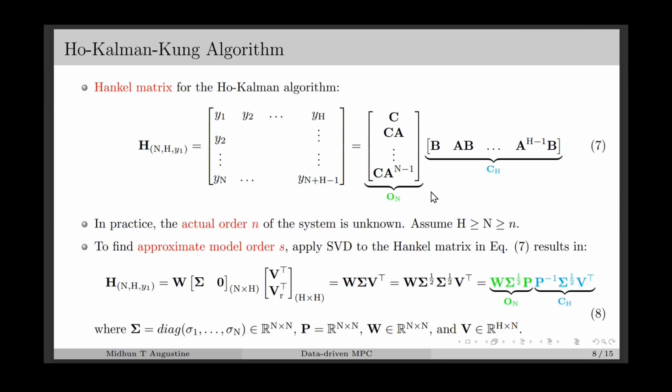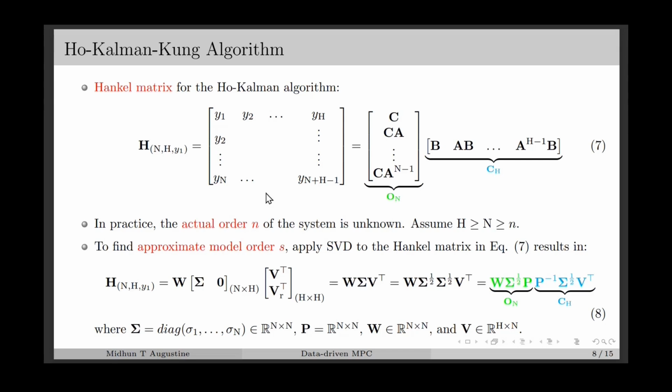Here, if we know the true system order, then we can select capital N equal to small letter n and capital H equal to small letter n, which makes this the observability matrix and this the controllability matrix. And from here, we can see that the first row of this matrix will give the C matrix and the first column of this matrix will give the B matrix. And we can observe that the submatrix containing the first row till the n-1th row of this matrix multiplied by A will be equal to the submatrix containing the second row of this matrix till the nth row. And by solving that equation, we can obtain the A matrix as well.